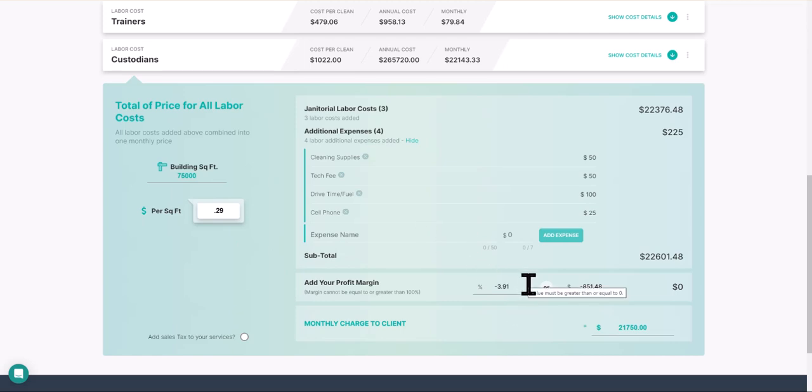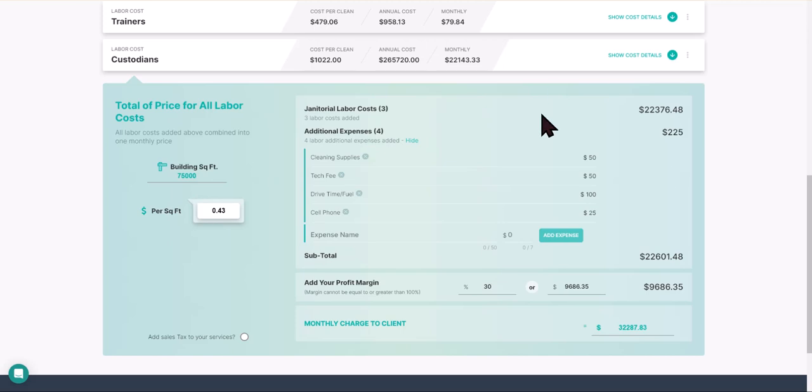So in order to be healthy on this particular account, you're going to have to be at a positive number here. So we can do it this way. Let's say you want to make $3,500 on the job. That'll give you 13% profit margin. Let's say that's not enough. Let's say, what is 30% here? So 30% profit margin will give you $9,600 and some change and 43 cents a square foot.